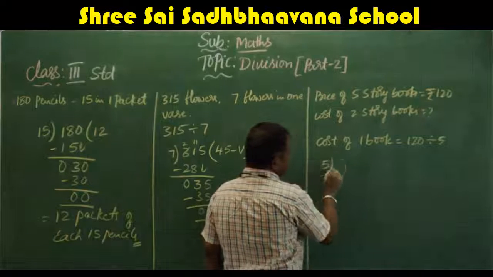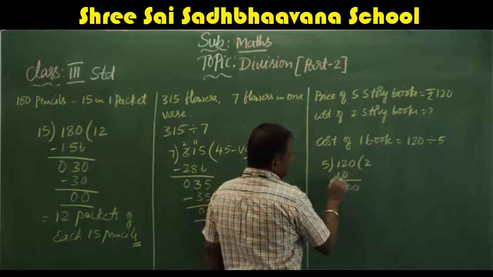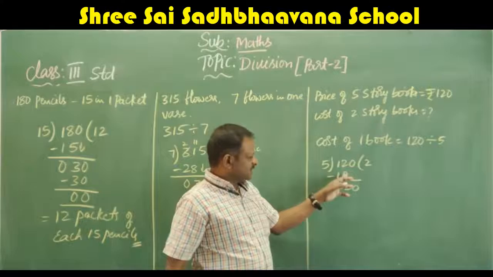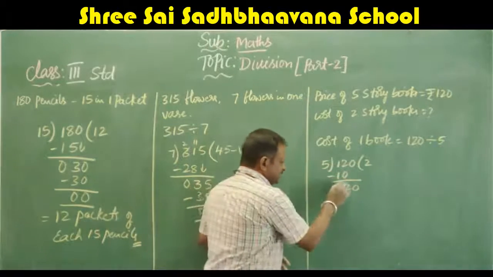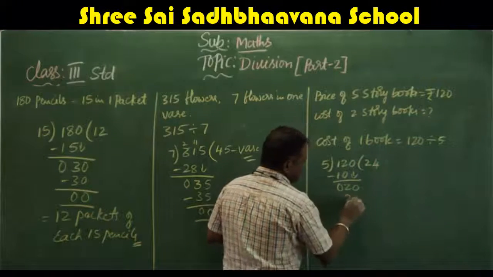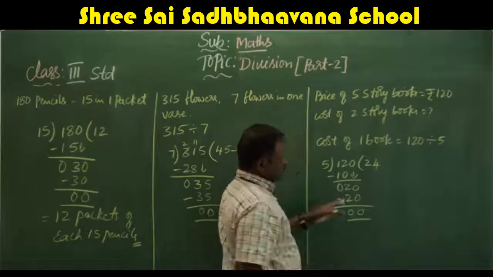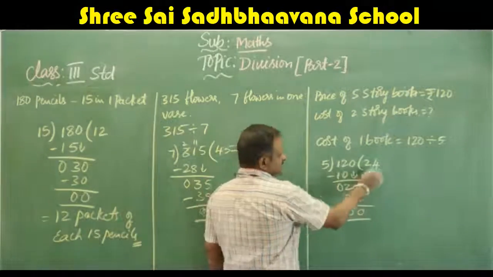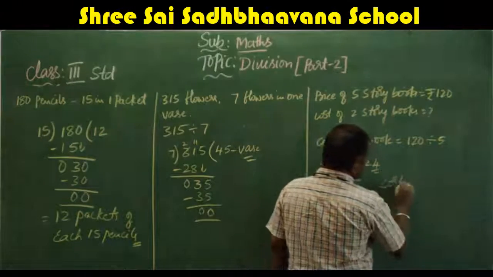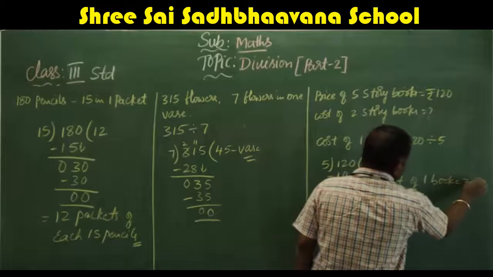From 5 you divide. 5 1s are 5, 5 2s are 10, 12 minus 10, 2. Now take down 0. 5 4s are 20. Subtract 0 minus 0, 0, 2 minus 2, 0. So what is the cost of one book? 24 rupees. Cost of one book is equal to rupees 24.